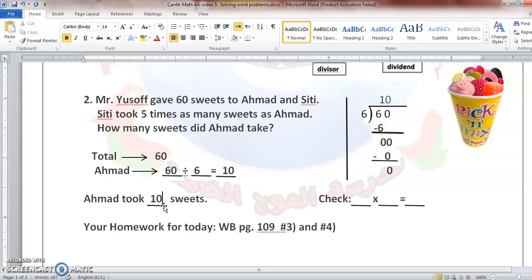Okay? So let's check. 10 goes to Ahmed. You multiply by 6. The answer is 10 times 6, which is 60. Remember, if division is going forward, backwards is multiplication. If you want to check, 10 times 6 is 60. 60 divided by 6 is 10. So that's how it goes.